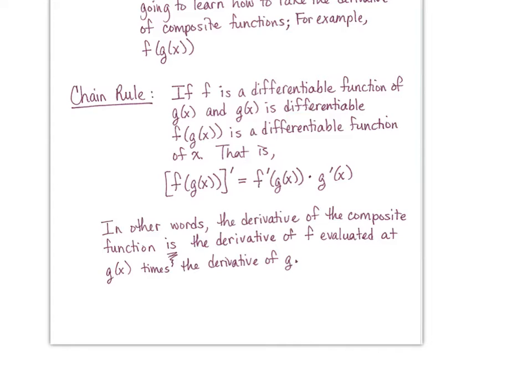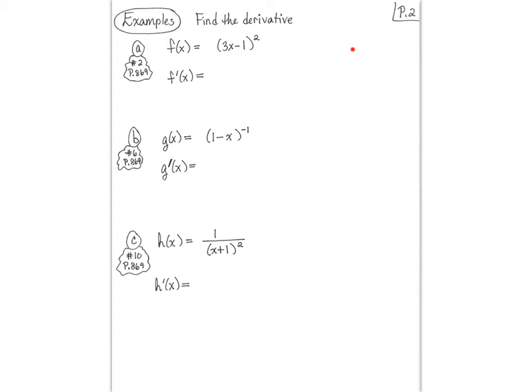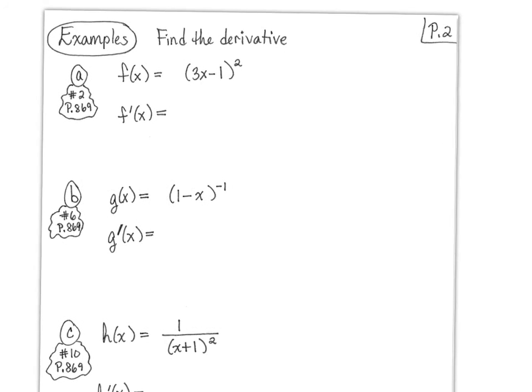One more time. F of g of x prime is equal to f prime of g of x times g prime of x. So we take the derivative of your outer function, leave your inner function fixed, then take that result and multiply it by the derivative of your inner function. Okay? All right, so let's look at some examples.